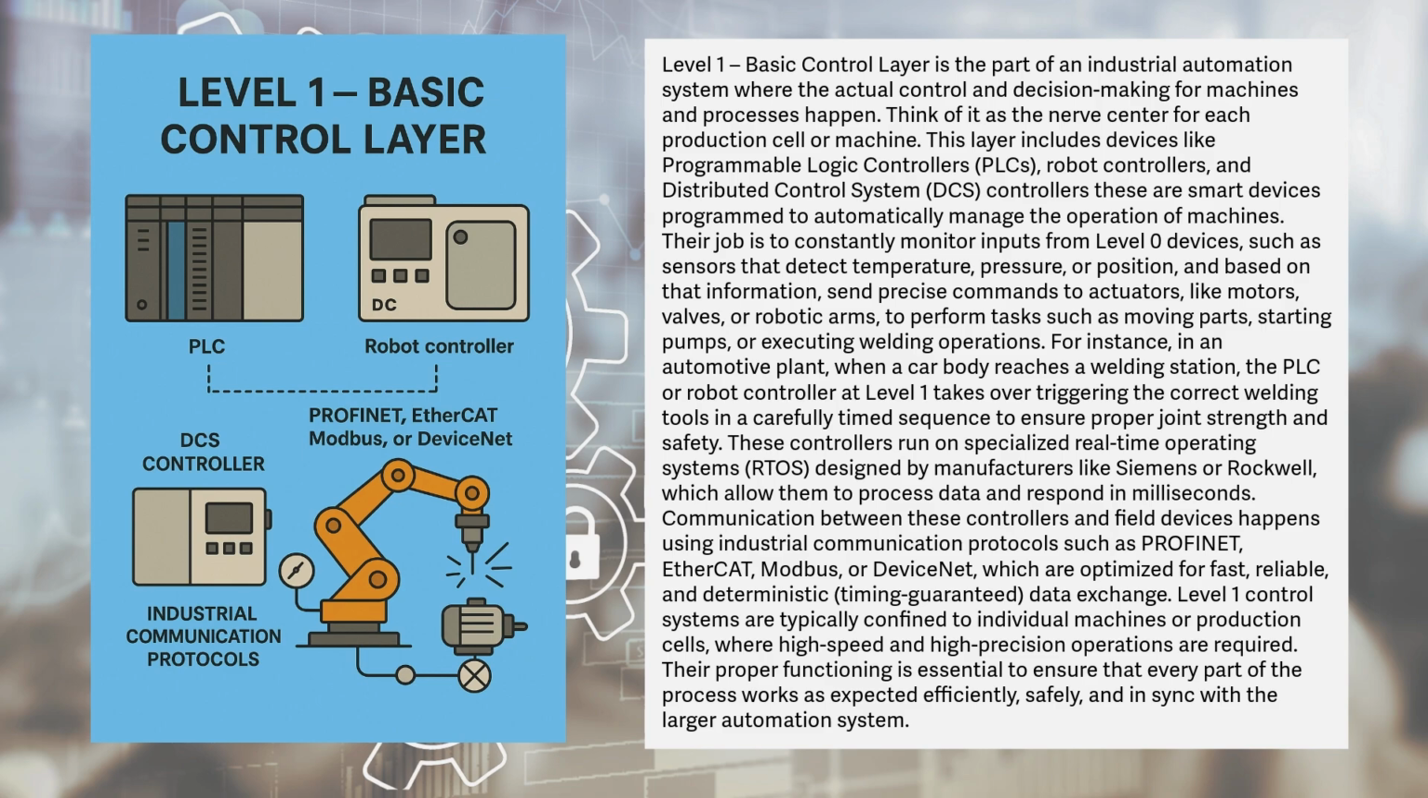Level 1 control systems are typically confined to individual machines or production cells, where high-speed and high-precision operations are required. Their proper functioning is essential to ensure that every part of the process works as expected, efficiently, safely, and in sync with the larger automation system.